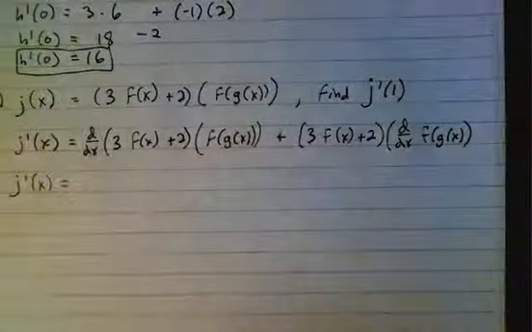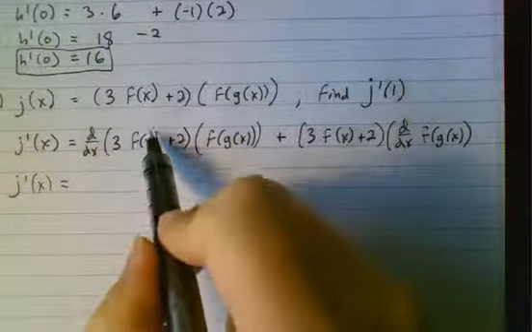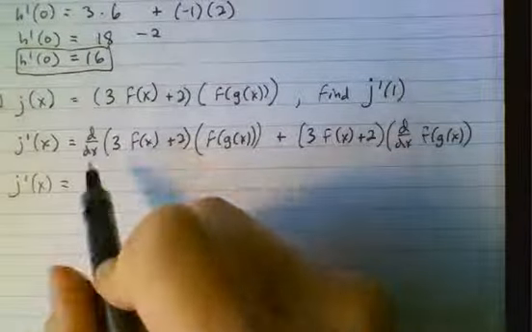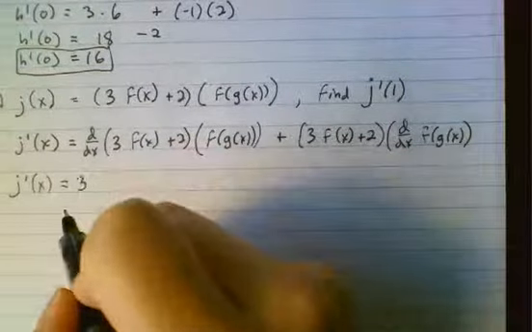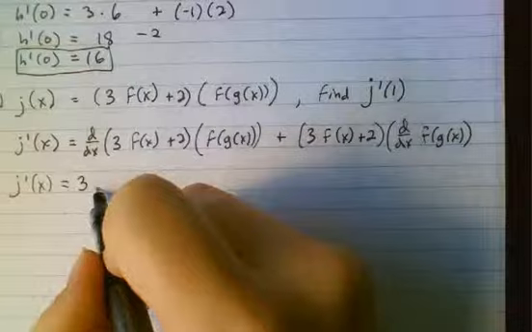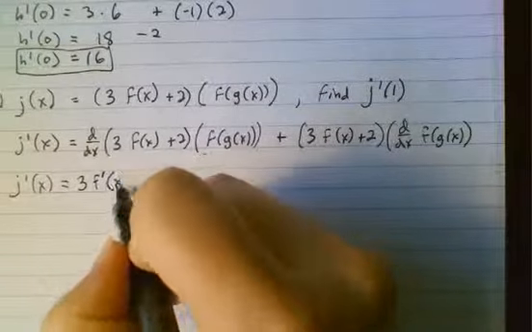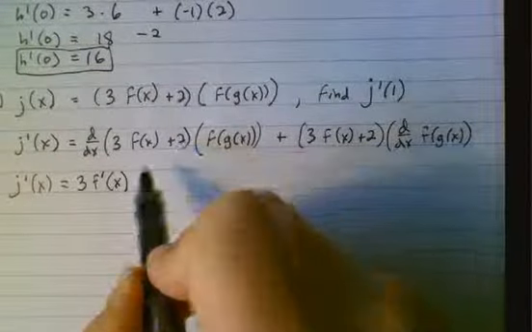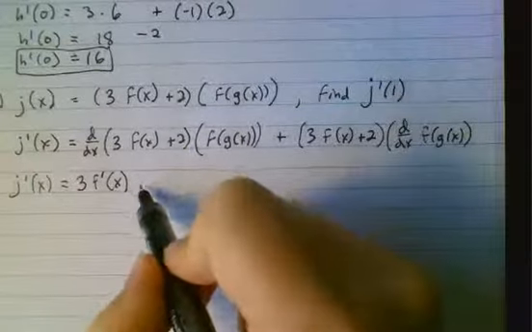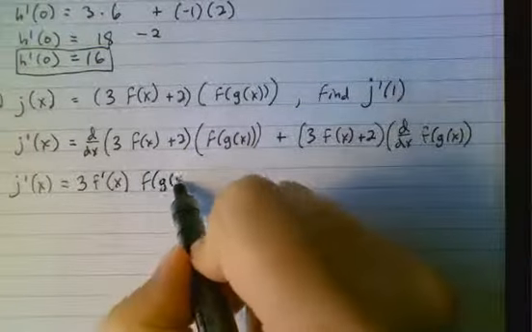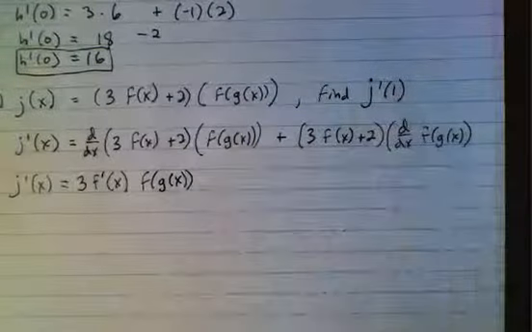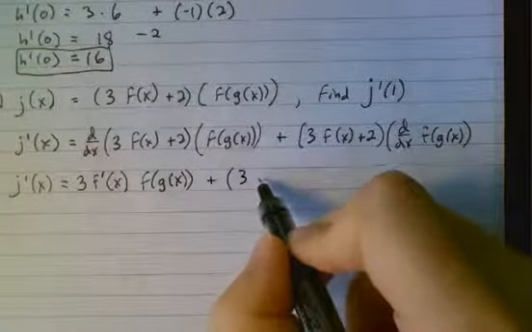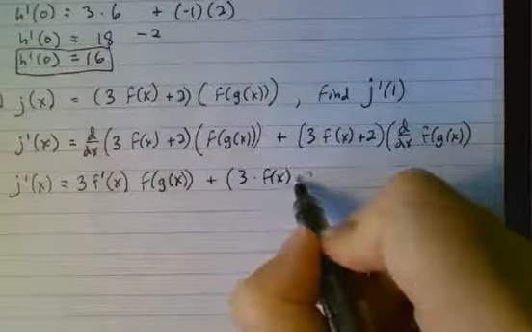The derivative of j. Well, I'm looking at this, and this f of x is just something. I don't know exactly what it is, but I do know that this 3 is along for the ride, and I'm going to take the derivative of whatever f of x is. Derivative of 2 is just 0, so nothing else. And then this f of g of x is going to stay along for the ride. Here, same thing, 3 times f of x plus 2.